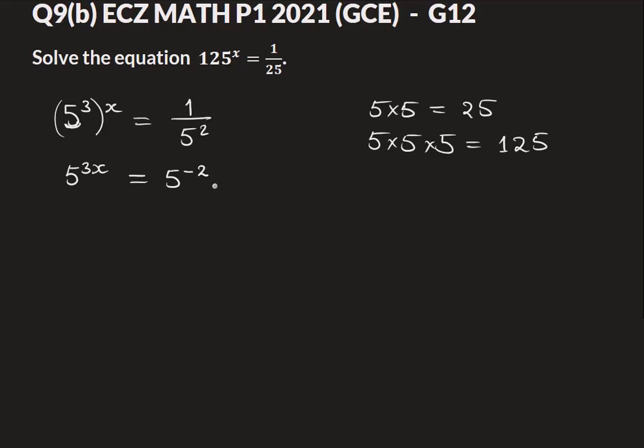So we do the same thing we did earlier, and now you can see that the left hand side is 5 to the power something and the right hand side is 5 to the power something. Next, we can just equate our powers or indices. 3x is going to be equal to -2, and hence x is supposed to be -2 over 3. What has happened here? I have divided both sides by 3.